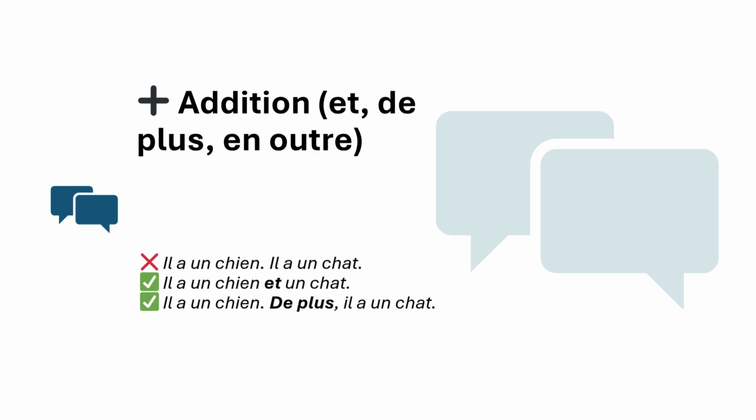Now, that is a basic sentence. You write it down in two sentences. Now, how can we make it more impactful? Il a un chien et un chat. He has a dog and a cat. Or you can say, il a un chien, de plus, il a un chat. So you see how you can make it from a basic sentence to a more powerful and good sentence using the connectors.